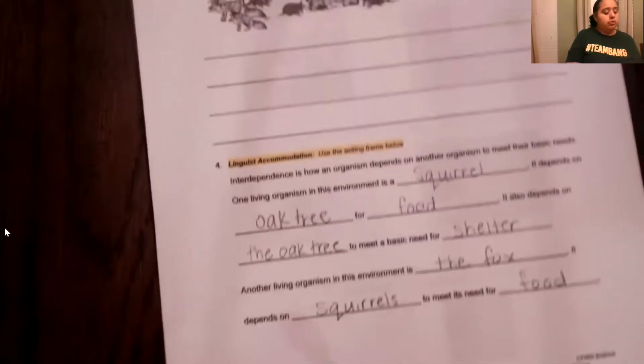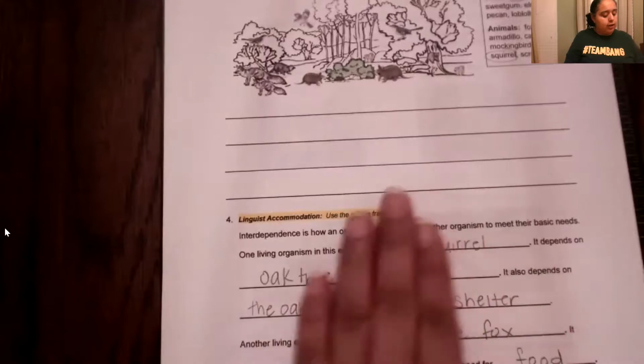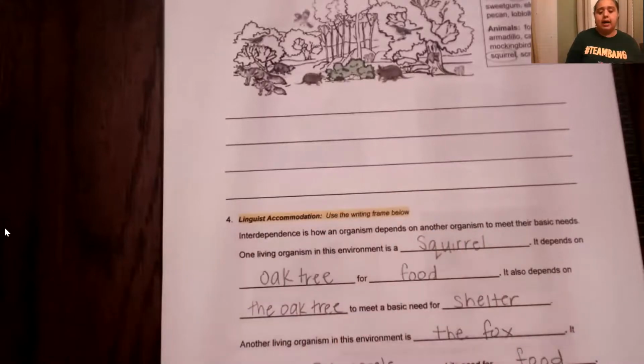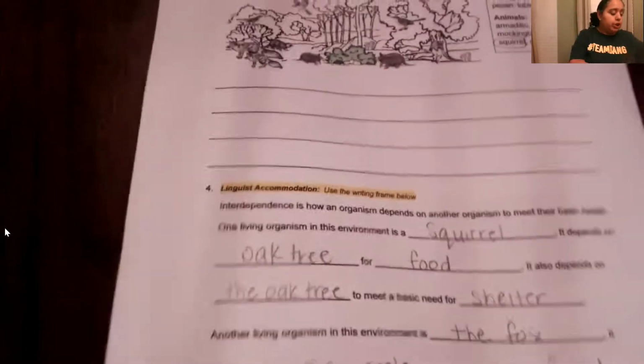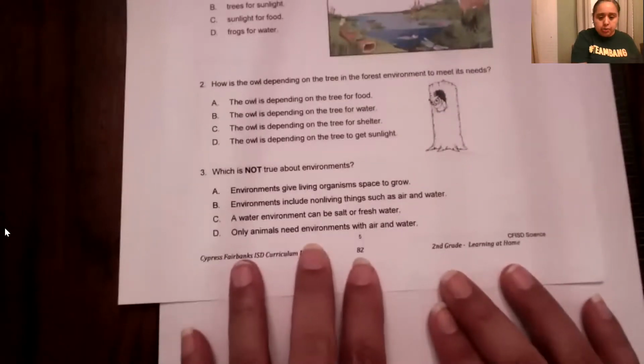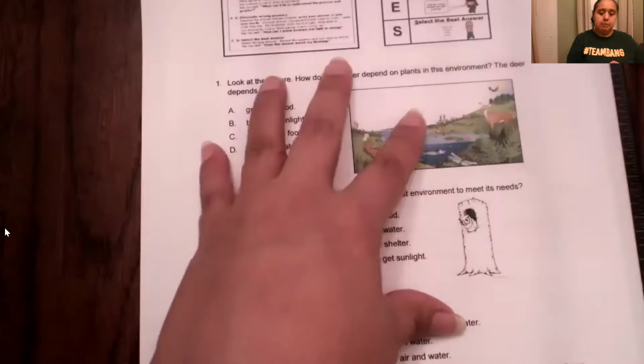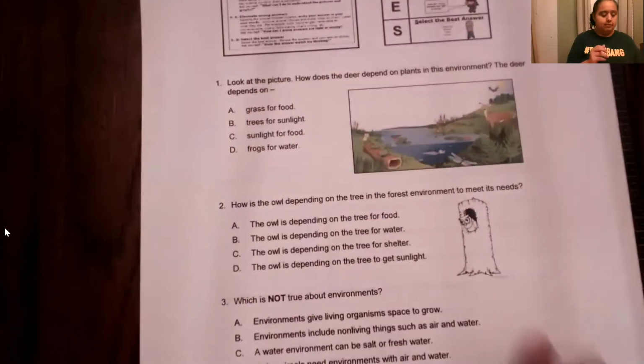Okay, so instead of writing my own, I used the writing frame to complete my learning of interdependence. Now, what you're going to do, boys and girls, this is going to be your assignment. First, you're going to turn to page 82 in your booklet, okay? You have three questions to answer. You're going to take a picture of this and send it to me.